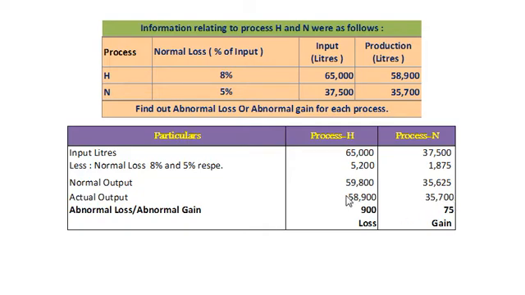So here our actual output is less than normal output. My dear students, please understand, our actual output is less than normal output, so the resultant difference 900 is our abnormal loss. That is, our actual output is less than normal output by 900 liters, and this 900 liters is nothing but our abnormal loss. And in case of process N, our actual output is more than normal output, and the difference of 75 liters is nothing but our abnormal gain.